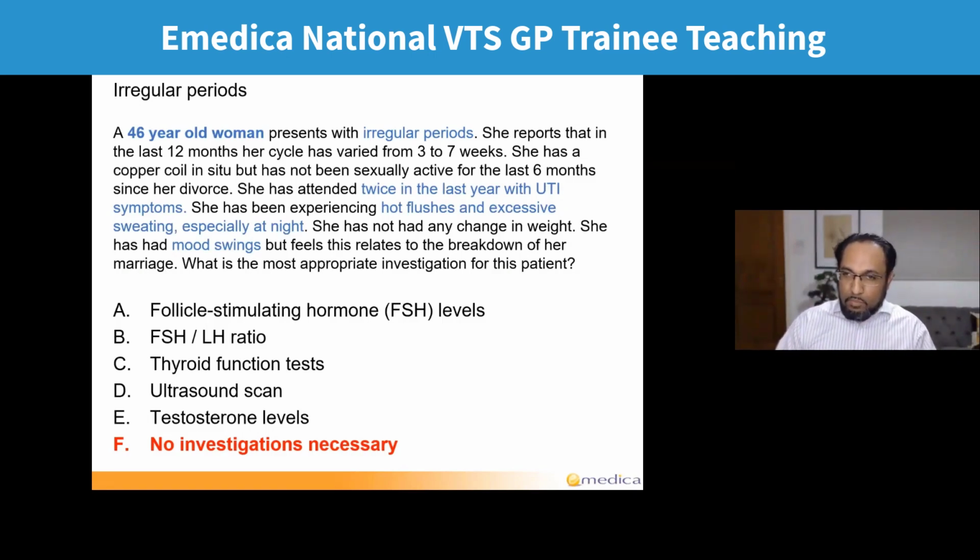So the fact that there's nothing else there, she's got typical symptoms and is otherwise healthy, there's no red flags. There's nothing that points to any other specific diagnosis. That's why the right answer is F. Okay, so no investigation is necessary.